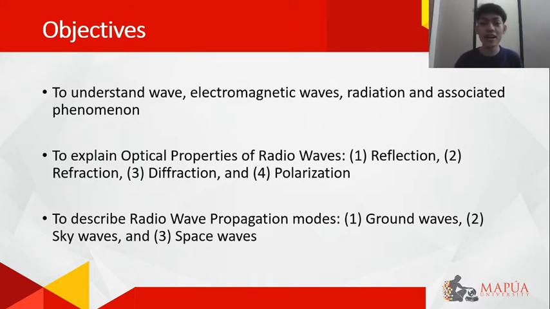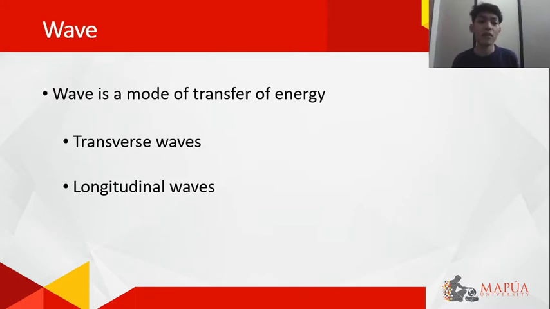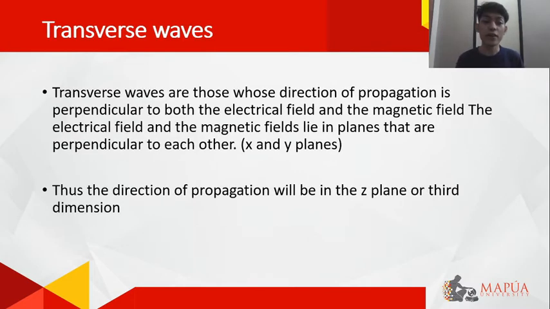Now, to proceed with our discussion, let us first understand what a wave is. A wave is a mode of transfer of energy. There are actually two types of waves, which are transverse waves and longitudinal waves. Transverse waves are those whose direction of propagation is perpendicular to both the electric field and the magnetic field. The electric field and the magnetic field lie in planes that are perpendicular to each other, which are the x and y planes. Thus, the direction of propagation will be in the z-plane, or third dimension.